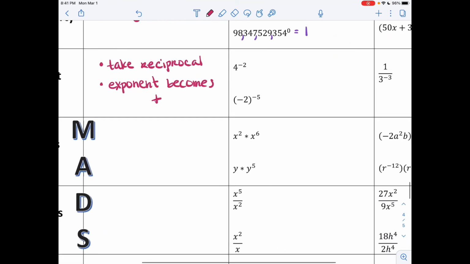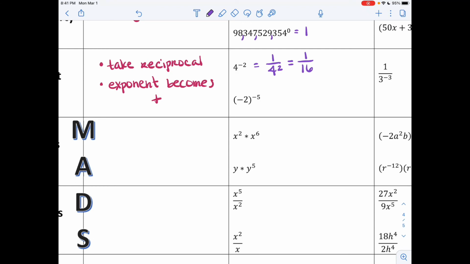If I have 4 raised to the negative 2 power, I'm going to take the reciprocal of 4, so that's 1 over 4, and I raise it to the positive 2 power. Now this one we can actually evaluate. We can say 1 divided by 4 squared, and we know that 4 squared is 16. If you're not sure, use your calculator, but it'll give you 1 over 16 as a final evaluated expression.